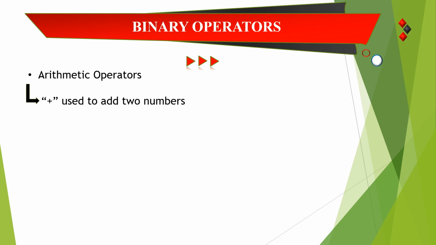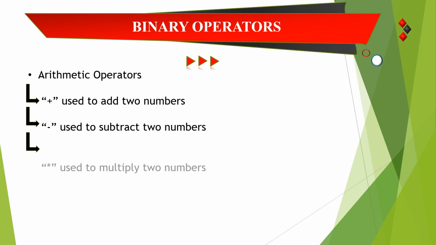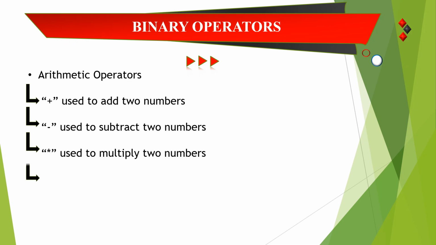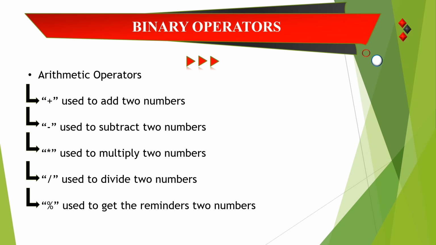plus, which is used to add two numbers, and then minus, that is subtraction, which is used to subtract two numbers, and then star, used to multiply two numbers, division, used to divide two numbers, and there is one more operation which you didn't do in your mathematics, that is the modulus operation. It is used to get the remainder of two numbers. We are going to see each of them in this video. So let's go to our IDE.